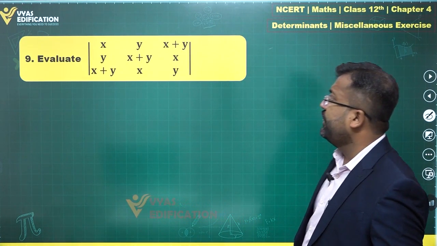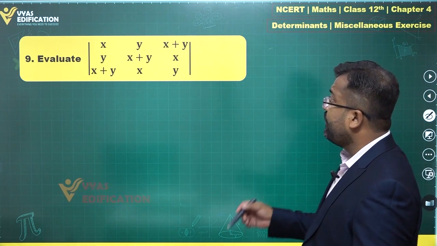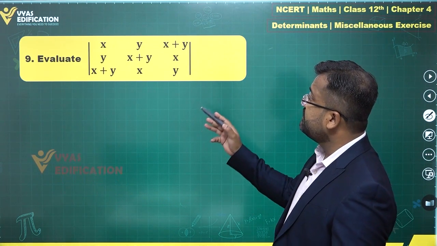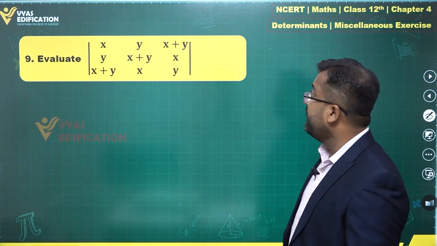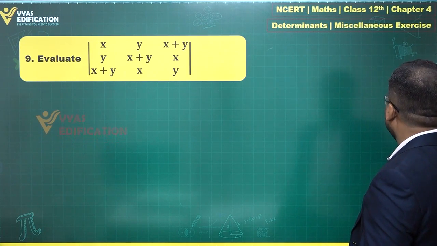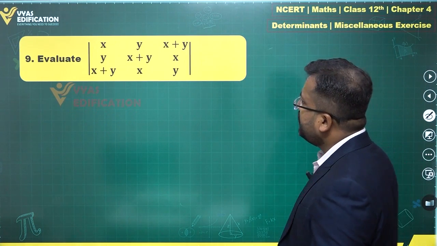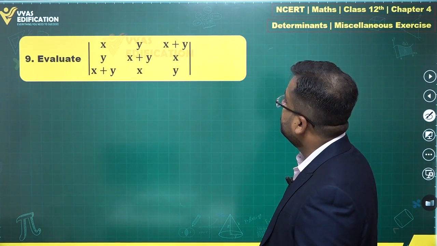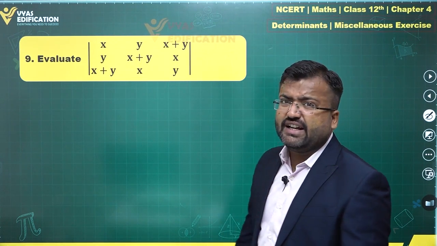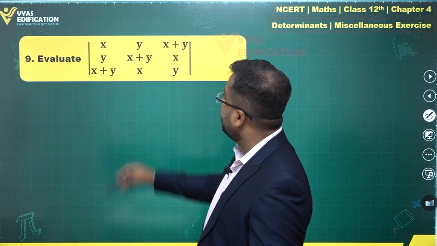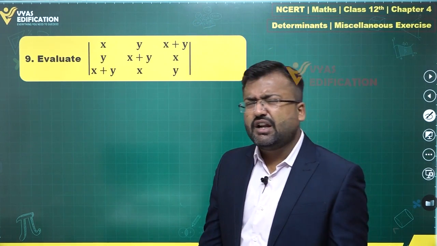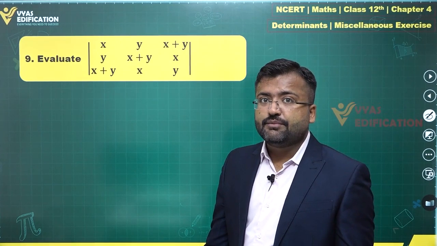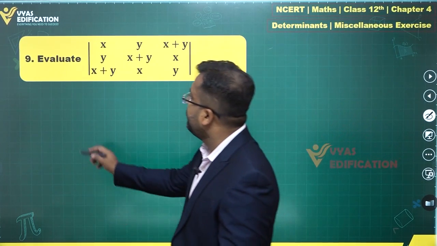The question says evaluate the determinant with rows x, y, x plus y; y, x plus y, x; x plus y, x, y. We're supposed to evaluate the value of this expression. How do we go about doing this one? We have solved some questions similar to this. If you directly expand, you'll get this product, x plus y times x plus y times x plus y. That will be long, right? Instead of getting that product, let's try to create some zeros somehow.